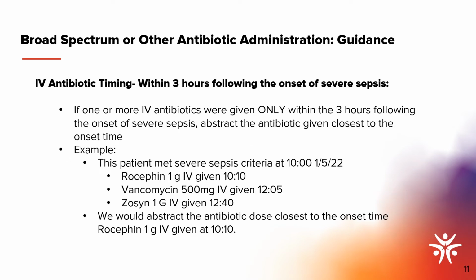Let's take a look at antibiotic timing. The guidance states, if one or more antibiotics are given within 3 hours following the onset of severe sepsis only, abstract the dose given closest to severe sepsis onset. In this case, onset was at 10 o'clock, and the earliest antibiotic given was the Rocephin 1 gram at 10:10.